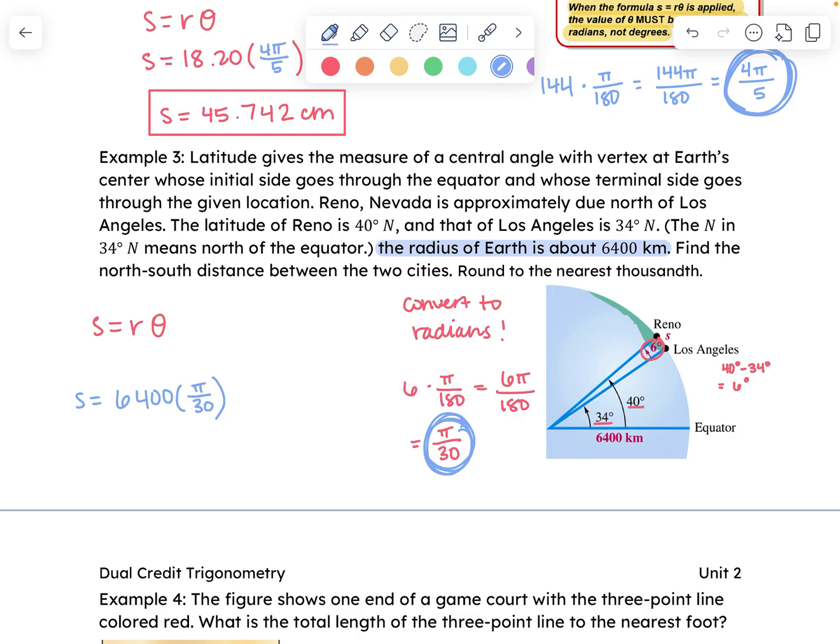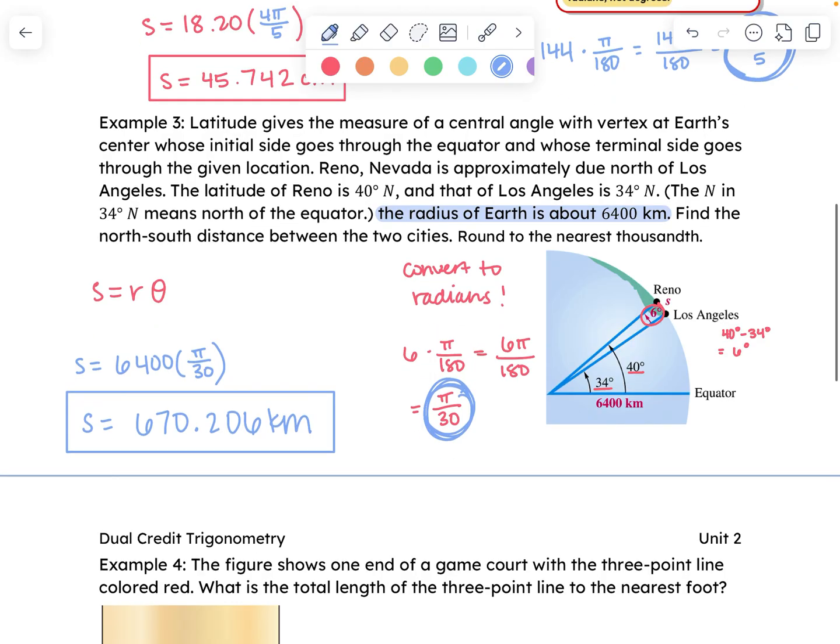Okay, so when I do this and plug it into my calculator, I get that that arc length is equal to 670.206 kilometers. km is kilometers. So those two cities are 670.206 kilometers away from each other. Let's look at another one.